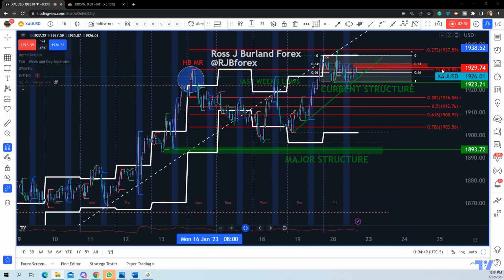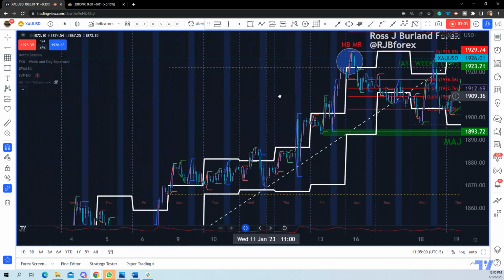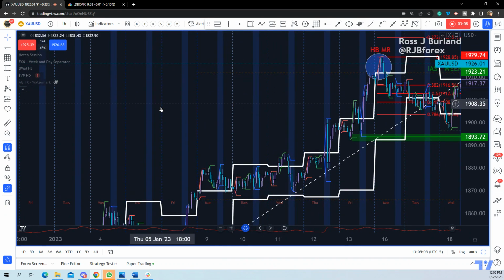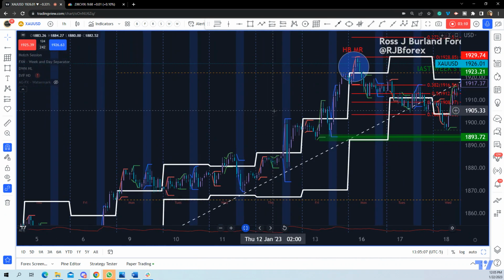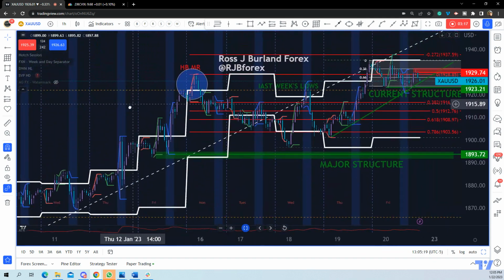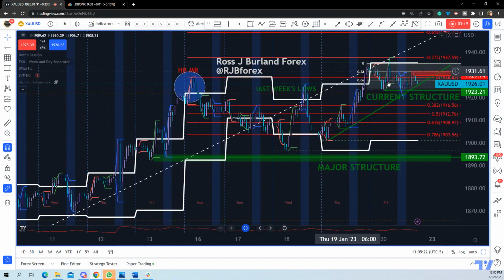So we've got this major current structure, 1920s, which is around the prior week's lows over here. Highs. I've written lows, not highs. So yeah, last week's highs over here. So we're resting on top of that. So all of this is trapped longs in this consolidation.